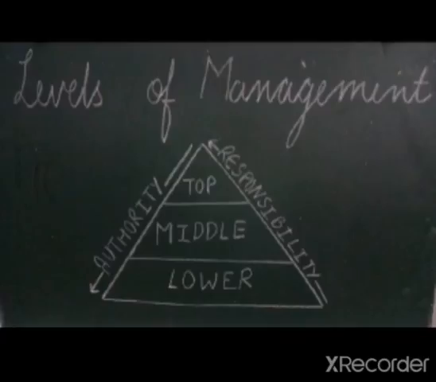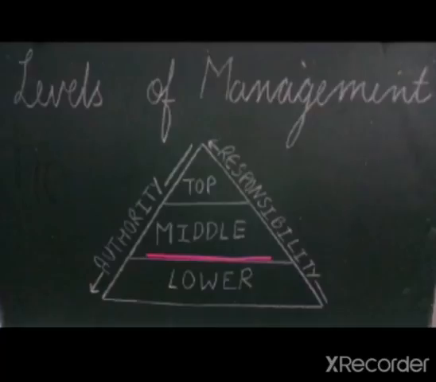Coming to the second level, that is middle level. Now, who all comes in middle level? All the functional managers, say production manager, finance manager, accounts manager, all the factory in-charges, superintendents, operational managers, they will all come under middle level management.